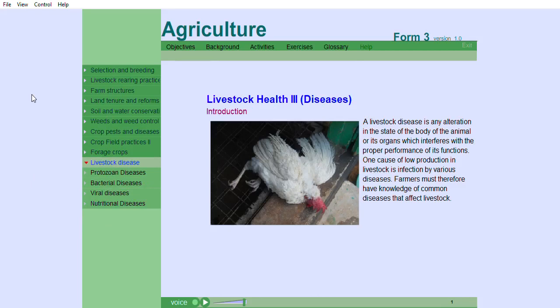A livestock disease is any alteration in the state of the body of the animal or its organs which interferes with the proper performance of its functions. One cause of low production in livestock is infection by various diseases. Farmers must therefore have knowledge of common diseases that affect livestock.